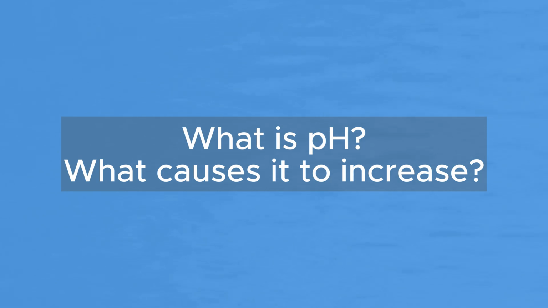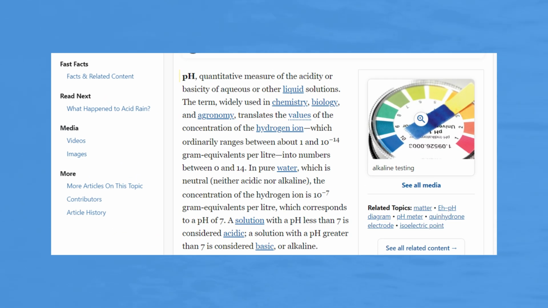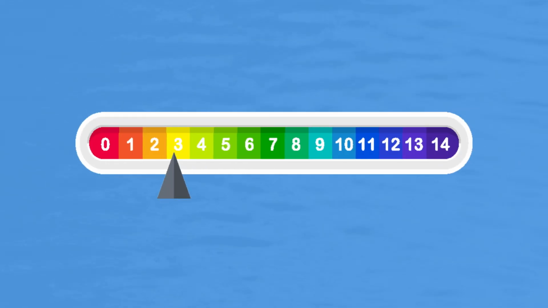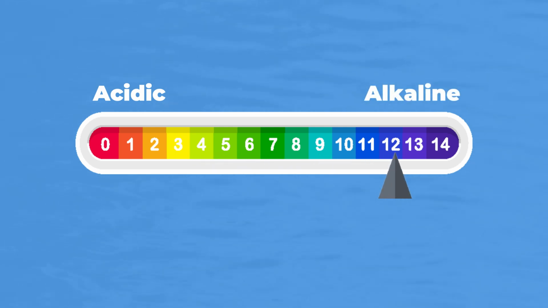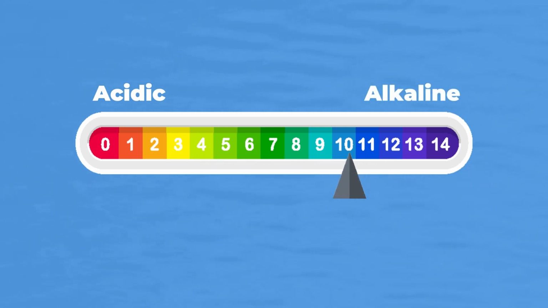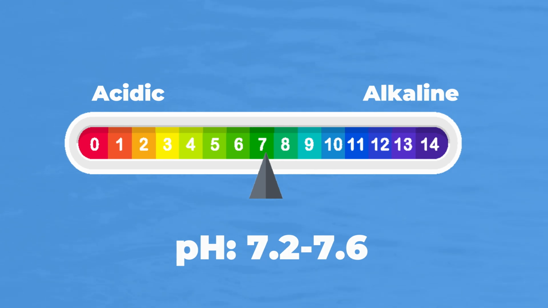First, let's clarify. What is pH and what causes it to increase? The pH in a hot tub is a measure of how acidic or basic the water is. If the pH is below 7, the water's acidic. But if it's above 7, it's alkaline. The ideal pH for your hot tub should be between 7.2 and 7.6. Any higher or lower than that can affect the overall water quality.